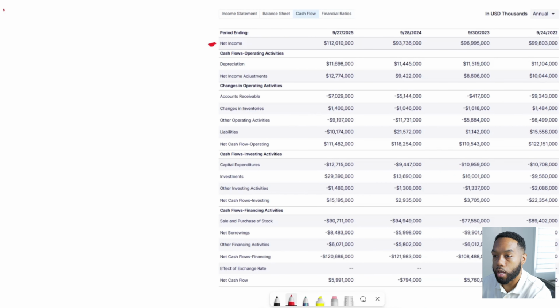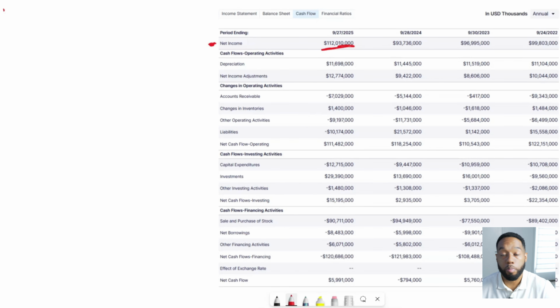Now, I'm also going to give you guys a bonus because in the metrics, Warren Buffett doesn't include looking at the cash flow statement, but the cash flow statement is very important for us to understand where the money is actually going. Notice the first line of the cash flow statement is the net income.